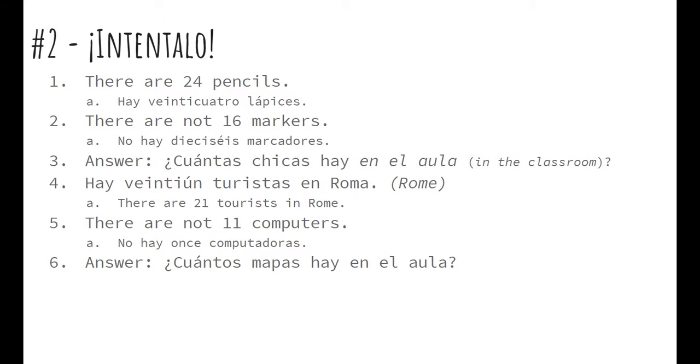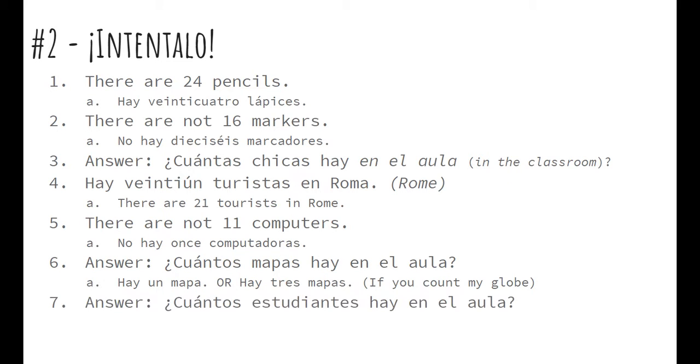Answer this question. Again, thinking a little bit about my classroom. ¿Cuántos mapas hay en el aula? How many maps are there in the classroom? So, hay un mapa would be an answer if there was one. Hay 3 mapas. There would be 3 maps if you count my globe as well as the new poster I put up back.